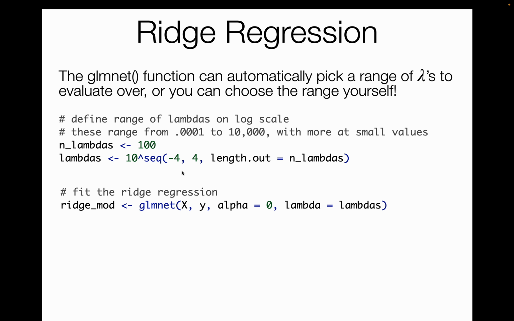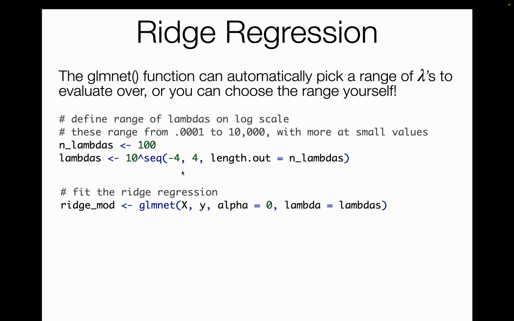Next, I need to define what the lambdas are. Or rather, I need to define a lambda at least, but maybe I want a bunch of lambdas. And so here I fit a bunch of lambdas because I don't know what the best is, and we're going to find out ways in which you can find the best one using something called cross-validation, but we're not there yet.